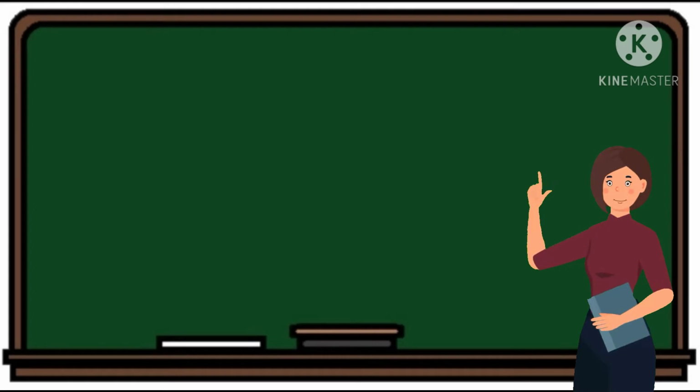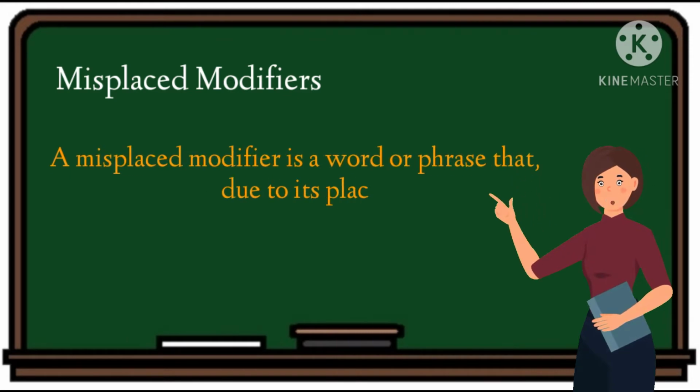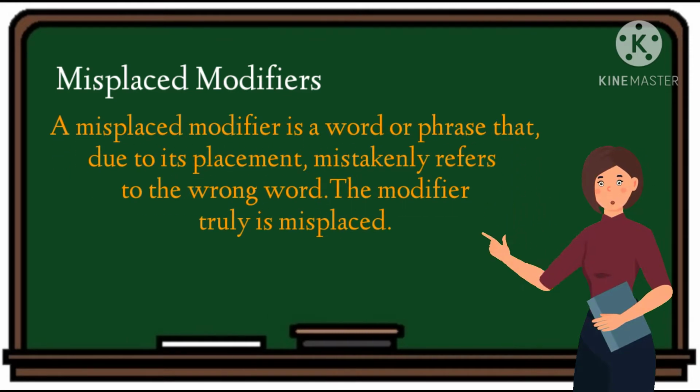Now we're done with the dangling modifier. Now let's proceed to the second modifier mistake, which is the misplaced modifier. Now what is a misplaced modifier? A misplaced modifier is a word or phrase that, due to its placement, mistakenly refers to the wrong word. The modifier truly is misplaced.